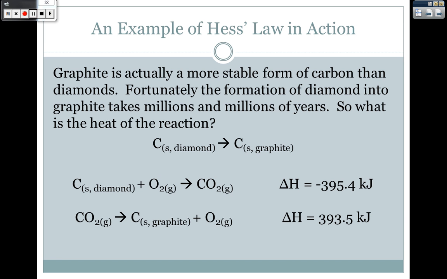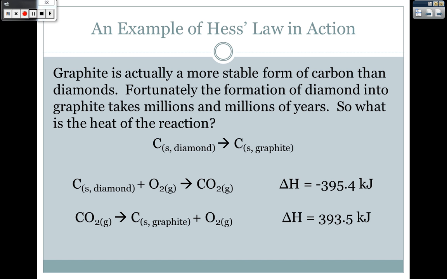So I'm going to do that right now, and I get CO2 making carbon graphite plus oxygen gas, and now that has an enthalpy change of positive 393.5 kilojoules. Now, you might not say initially that this looks exactly like the other reactions that I'm trying to find above, but if I do some canceling out, it might work.